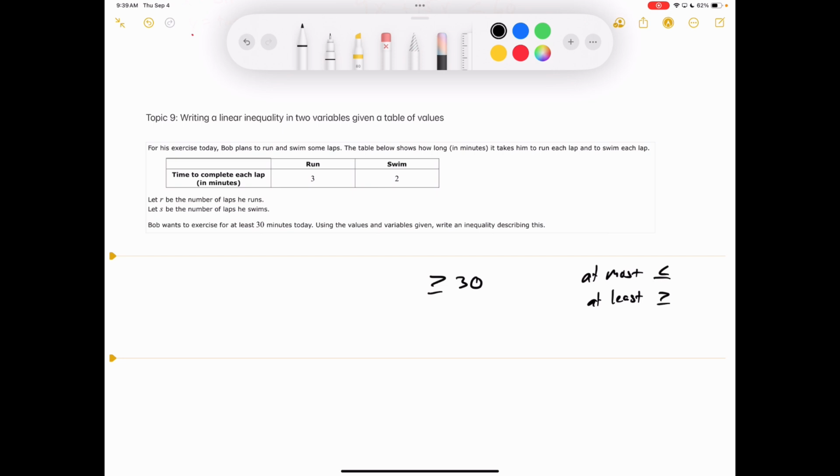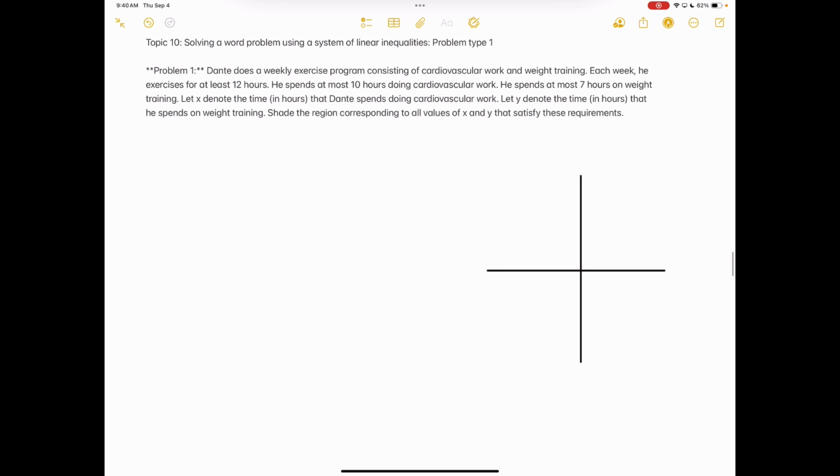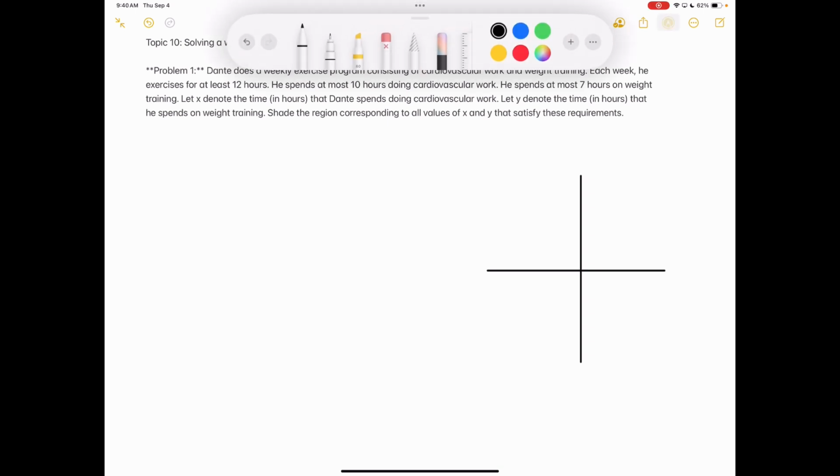So it takes him 3 minutes to run a lap, so 3 minutes times however many laps he runs, plus 2 minutes times however many laps he swims. So how many does he have to do for at least 30 minutes of exercise? Those aren't bad because they usually look just like the chart they have there. So 3R for run and 2S for swim.